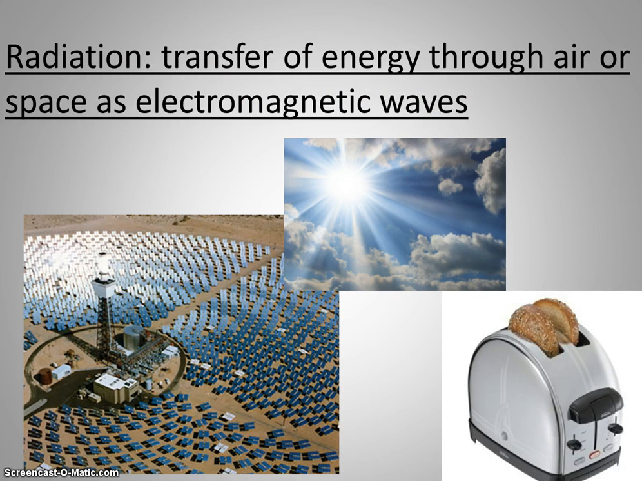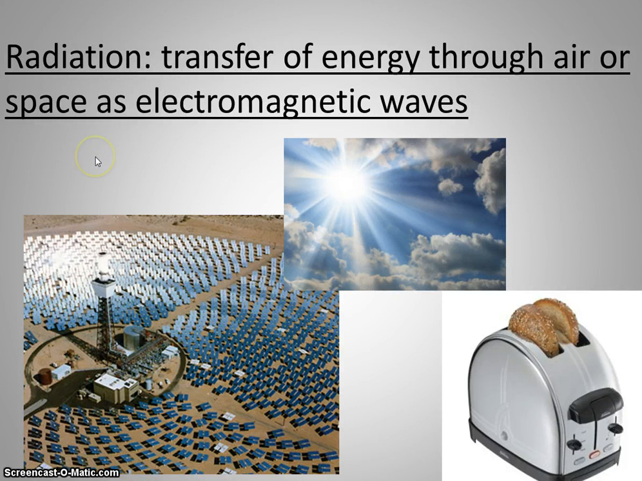Radiation is another form of energy transfer. It transfers through the air, transfers through space. We transfer radiant energy from the sun. That's how we feel warm. That's what warms up our planet. Okay, here is a solar energy farm taking some of that radiant energy and transferring it into electrical energy.